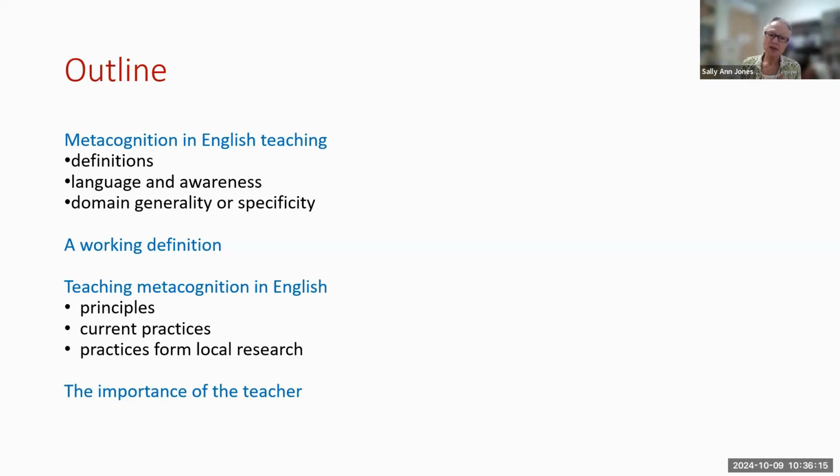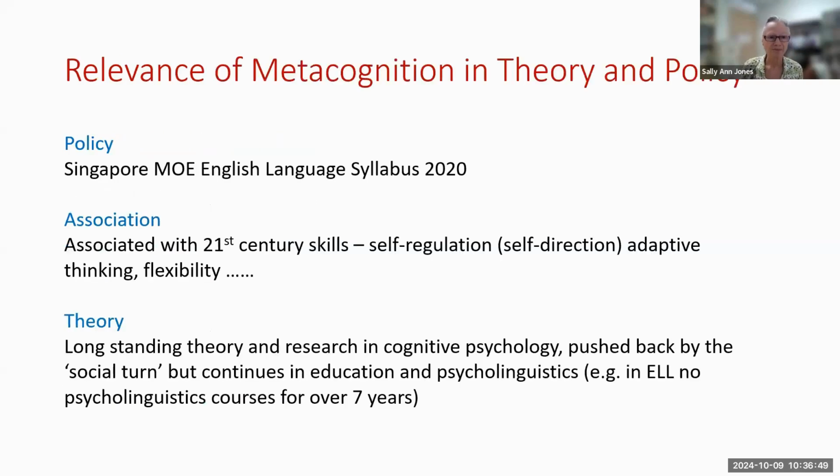And then I'm going to think about a few principles of teaching metacognition in our language lessons. I'm going to zoom in on a few current practices and discuss them. And also I'm going to show some local research, or at least mention local research, that gives us some ideas about how maybe to move forward in a different way when we're teaching metacognition. And I'm going to end by really stressing that the teacher is of paramount importance in this process.